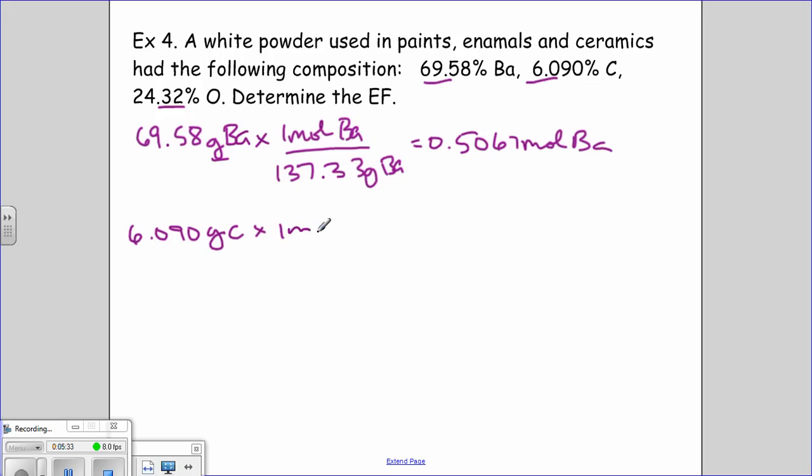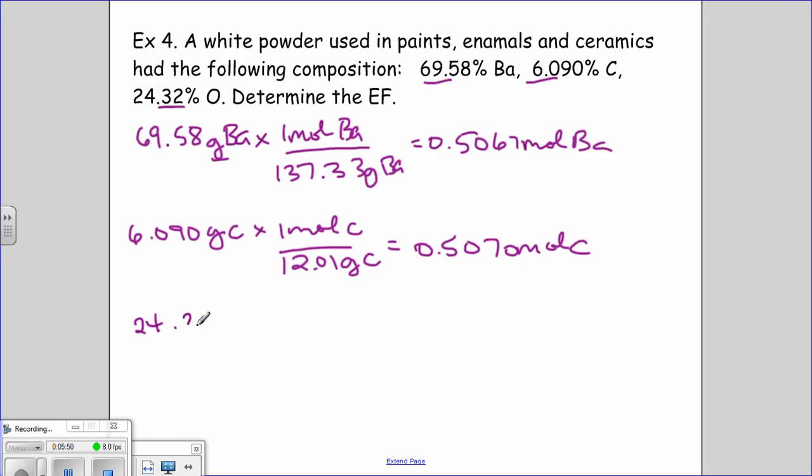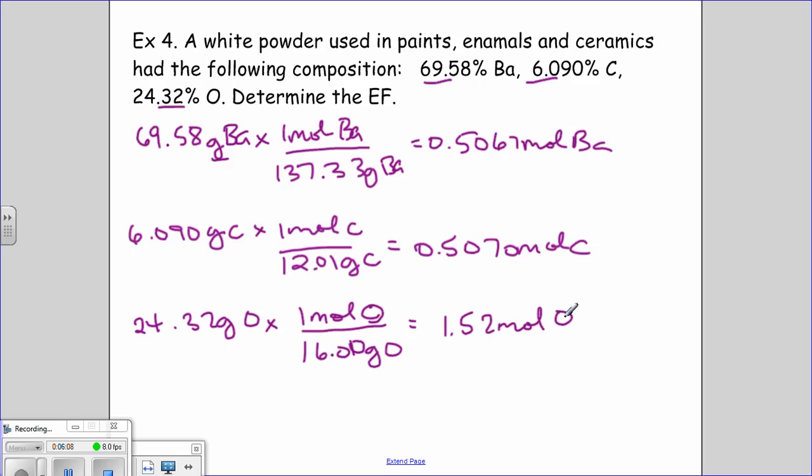Take that to moles. 1 mole of carbon, periodic table weighs 12.01 grams of carbon. And that is 0.5070 moles of carbon. Lastly, we have oxygen, which is 24.32 grams of oxygen. 1 mole of oxygen, this is all stoichiometry, is 16.00 grams of oxygen. This is going to give me 1.52 moles of oxygen.